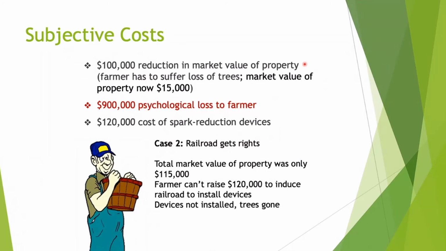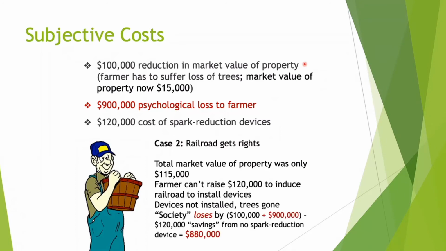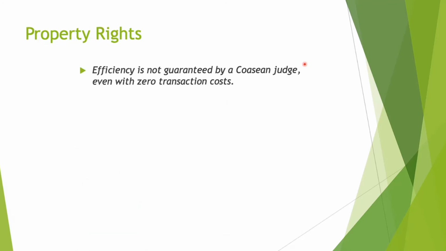And so the devices don't get installed, the orchard disappears, but here society is going to lose, because you have to subtract the $900,000 psychological loss to the farmer. So once you do that, you realize that society is not gaining by the court making the decision for the railroad to get the rights. The court ruling does make a difference, and it does matter whether there's a victim and a perpetrator in this situation. So ultimately, efficiency is not guaranteed by this Coasian judge, even if you had zero transaction costs, which, again, you don't.